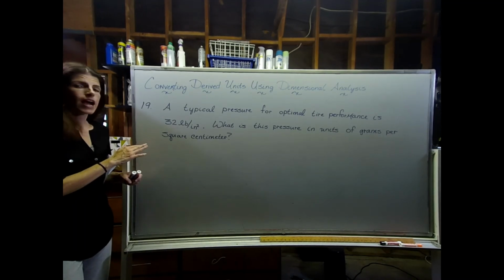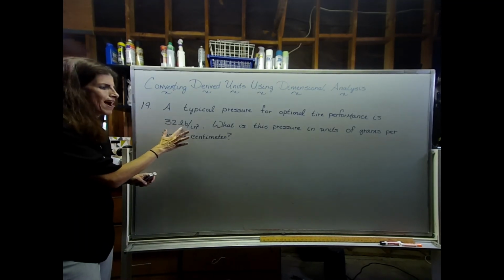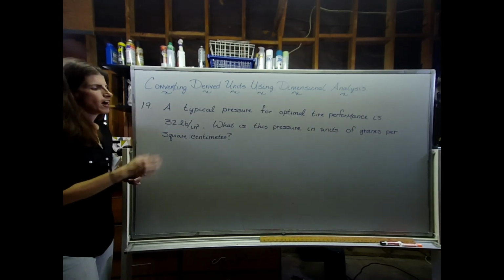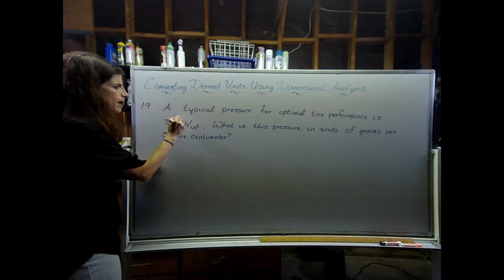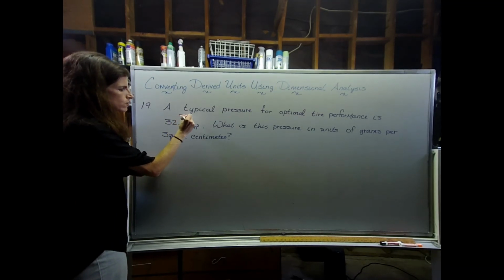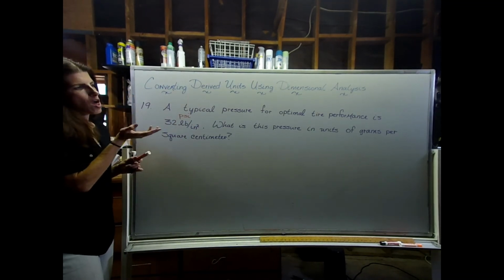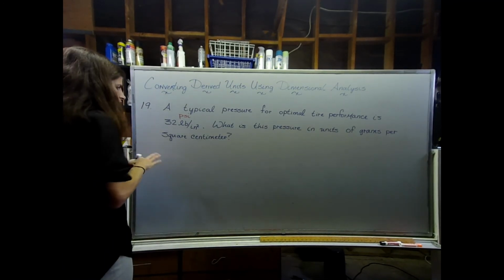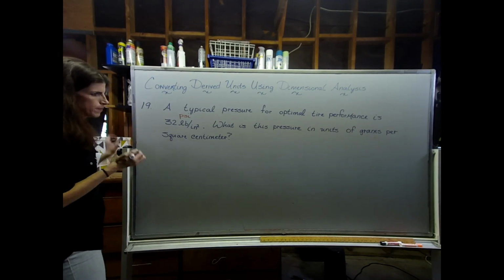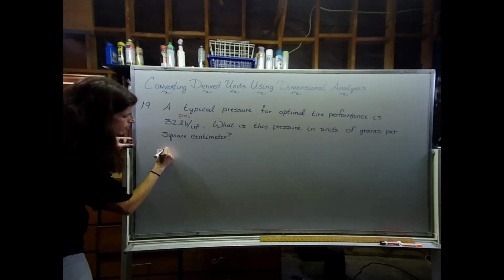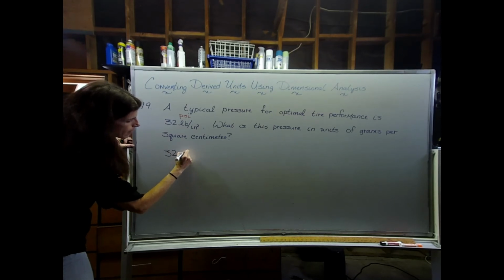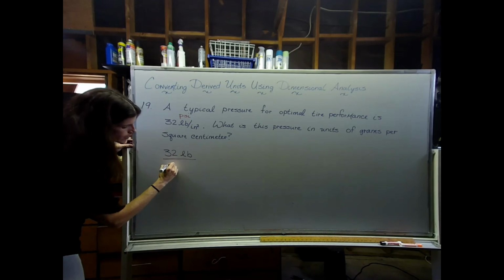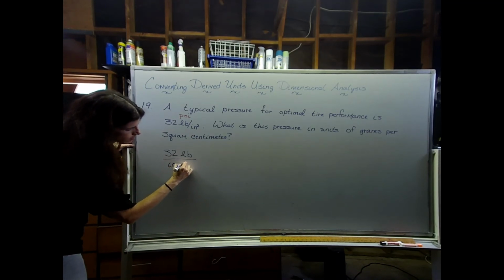So here we're given tire pressure in units of pounds per square inch. If you pay attention to those things, and you should, that's PSI, pounds per square inch. So they're asking us to convert it to grams per square centimeter. So let's go ahead and do that. We have 32 pounds and it's inches squared. So I'm gonna break that down. Inches times inches.